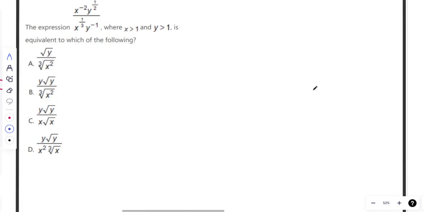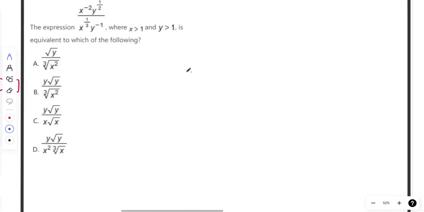So for this one, we're given something with negative exponents, fractional exponents, and based on the answer choices, it looks like the goal is just to simplify it and convert it into something with roots.